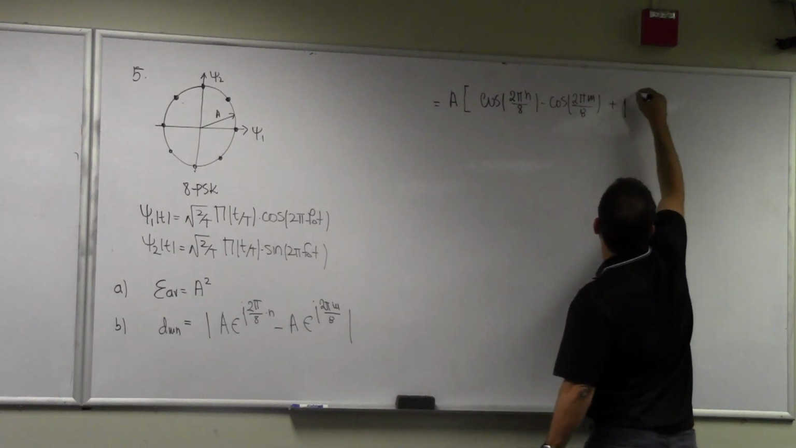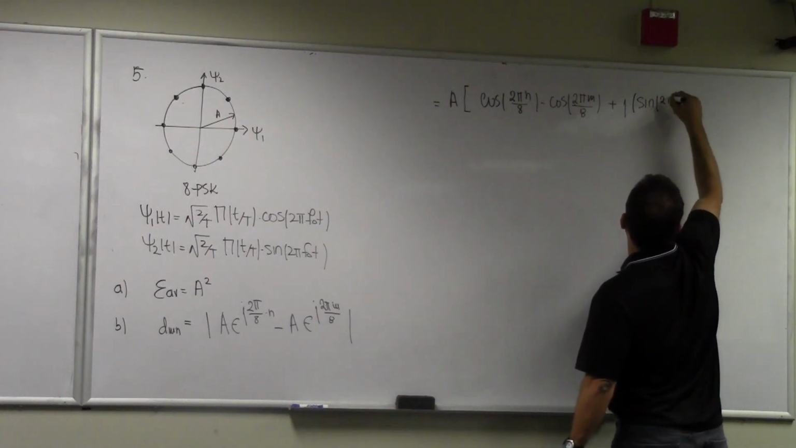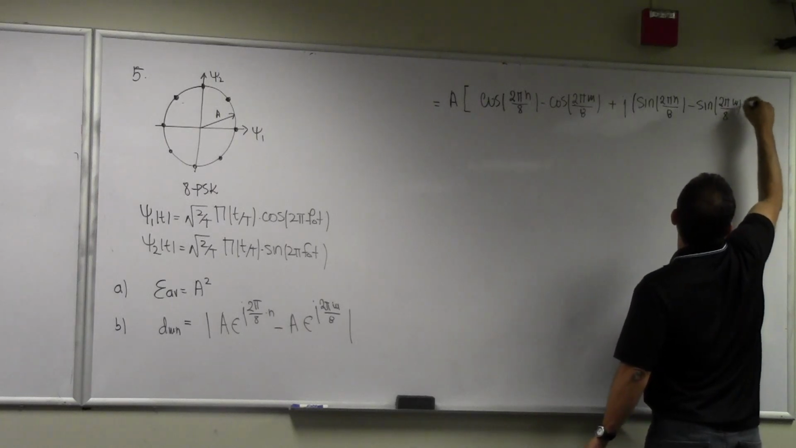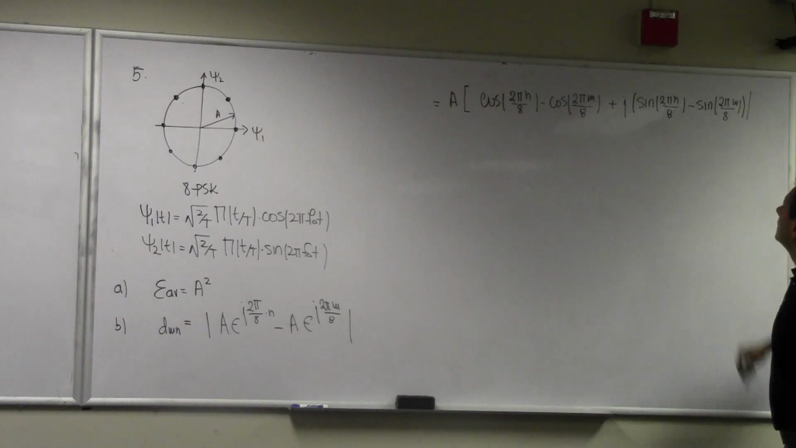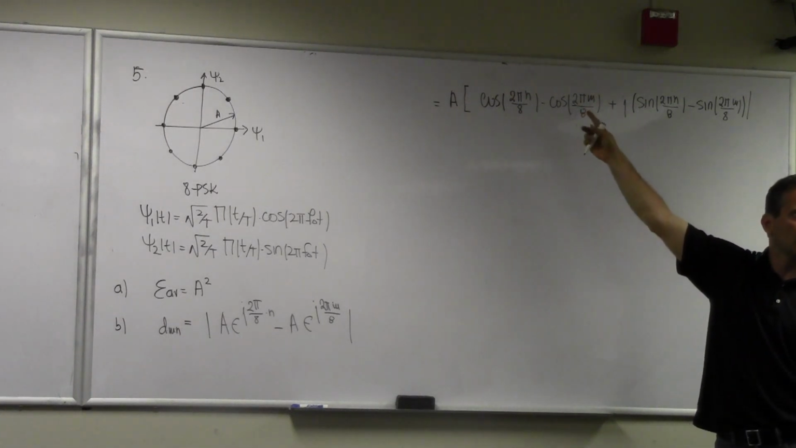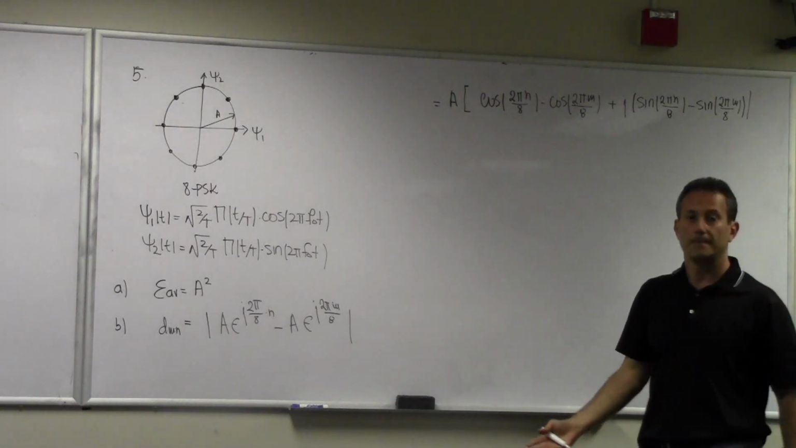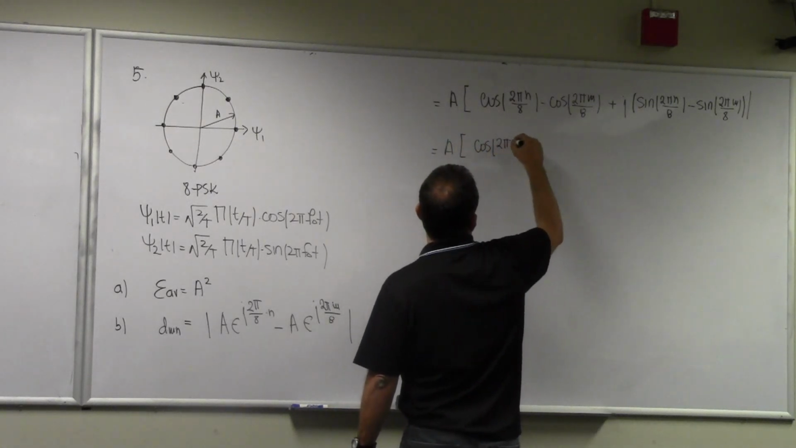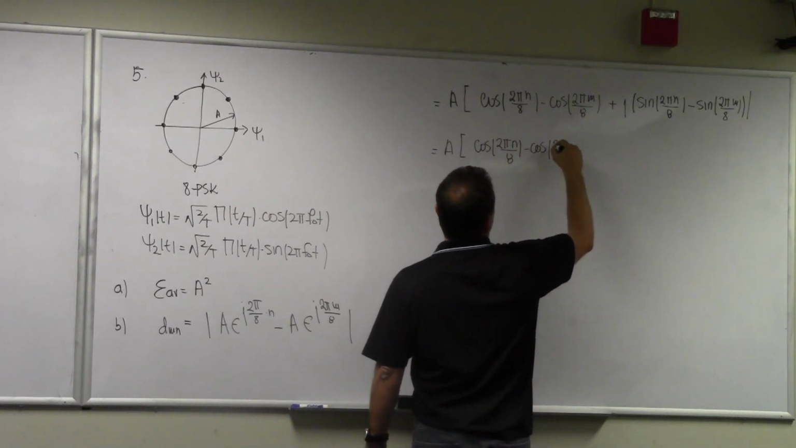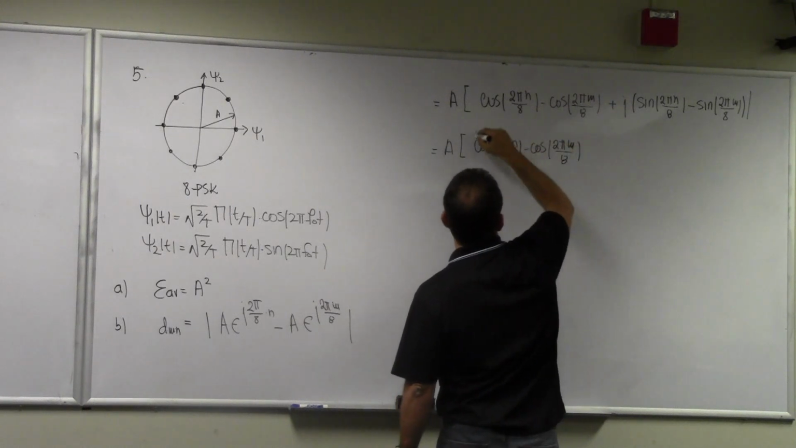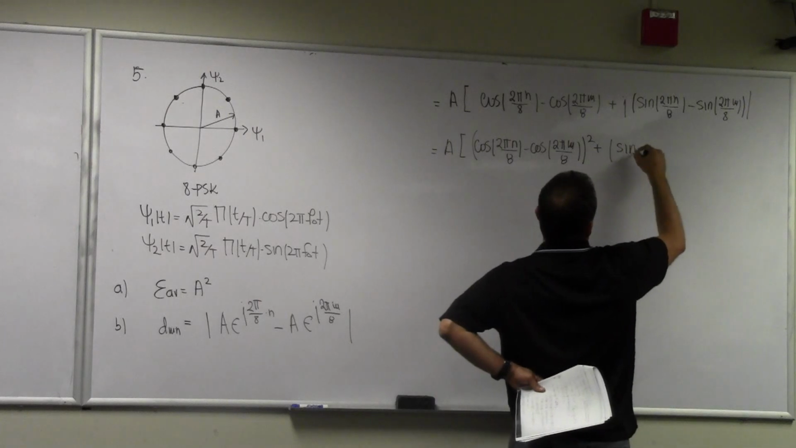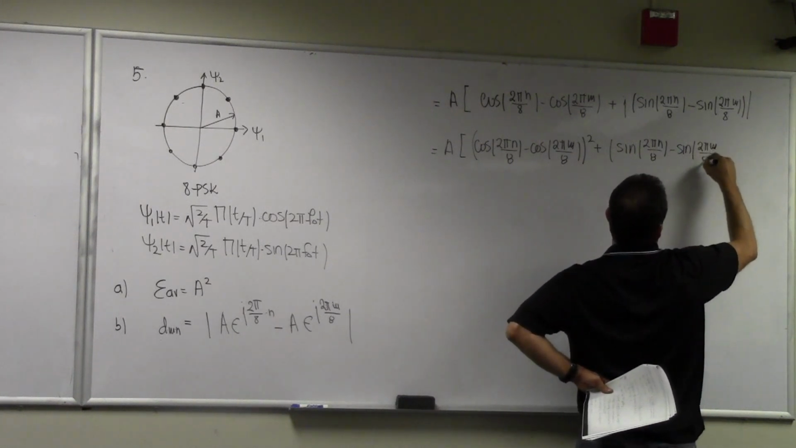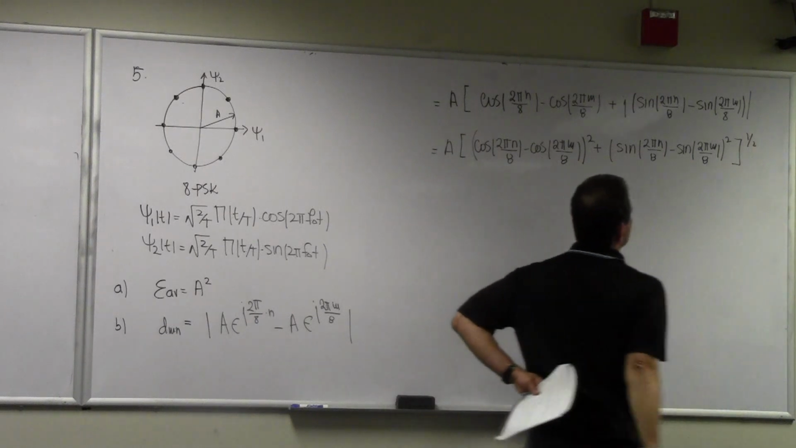plus j sine of 2 pi n over 8 minus sine 2 pi m over 8, and then the absolute value of that. Now, how do we take the absolute value of a complex number? Real squared plus imaginary squared, taken square root. Right? So this is cosine 2 pi n over 8 minus cosine 2 pi m over 8, everything squared, plus sine of 2 pi n over 8 minus sine 2 pi m over 8, quantity squared, and then taken square root.